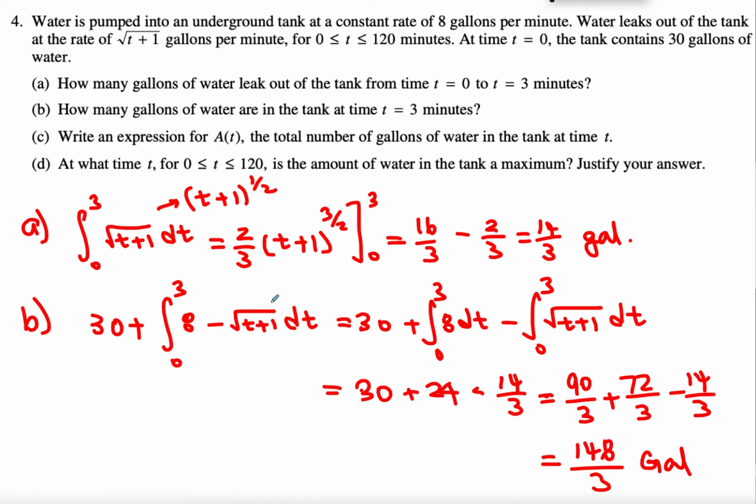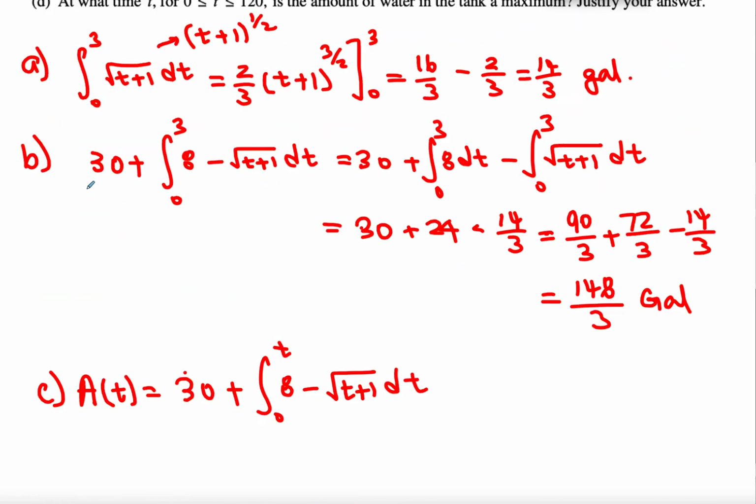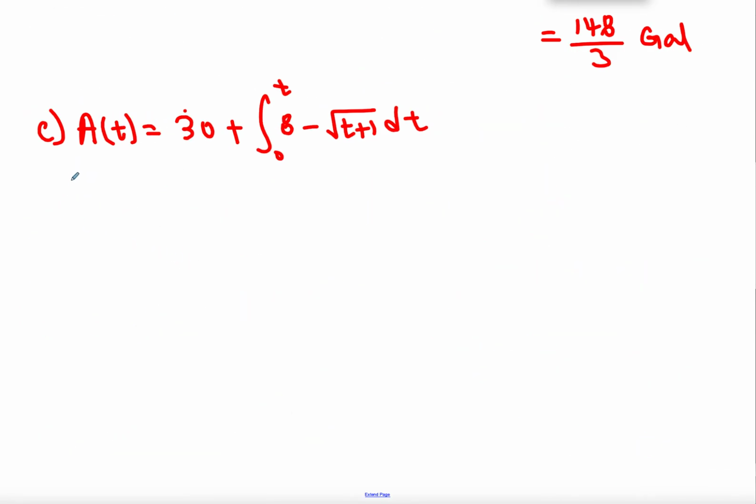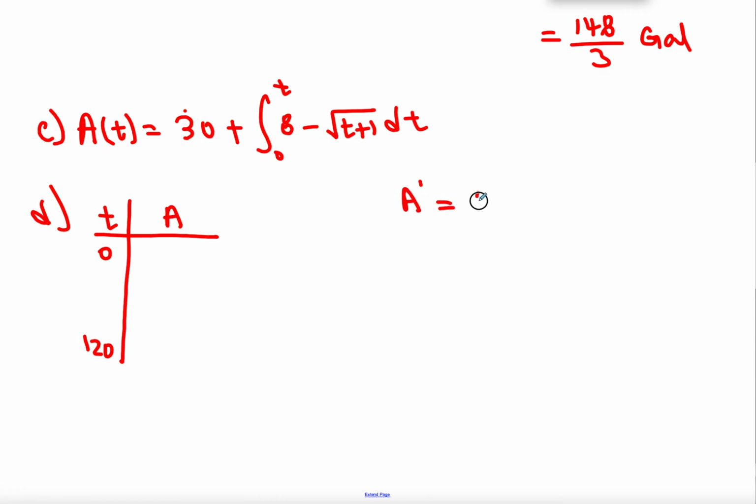Now, they want you to look at what time t the amount of water in the tank is maximum. So that means what we want to do is check the endpoints, which are t equals 0 and then 120. And then this is the amount. And the second thing is we need to figure out any critical point. So then what is A prime? A prime is in fact equal to 8 minus square root of t plus 1.